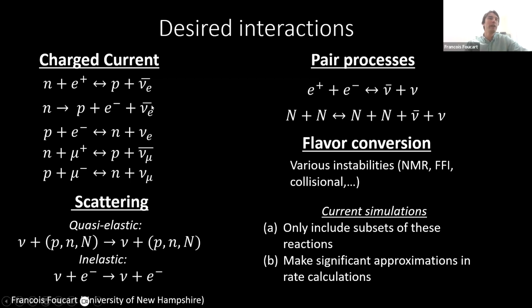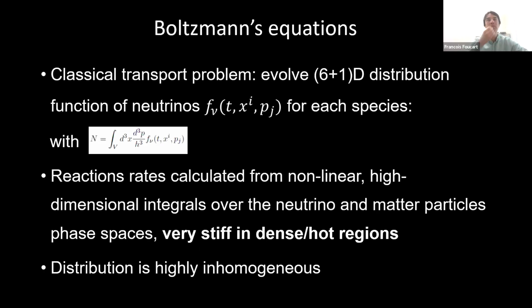As I said, they nearly all include the electron charged current reactions and the elastic scattering and some treatment of pairs for the muon and tau neutrinos. Everything else tends to be either approximate or not included in the majority of simulations. In addition, there can be significant approximations made in the rate calculations that I'll come back to later on.